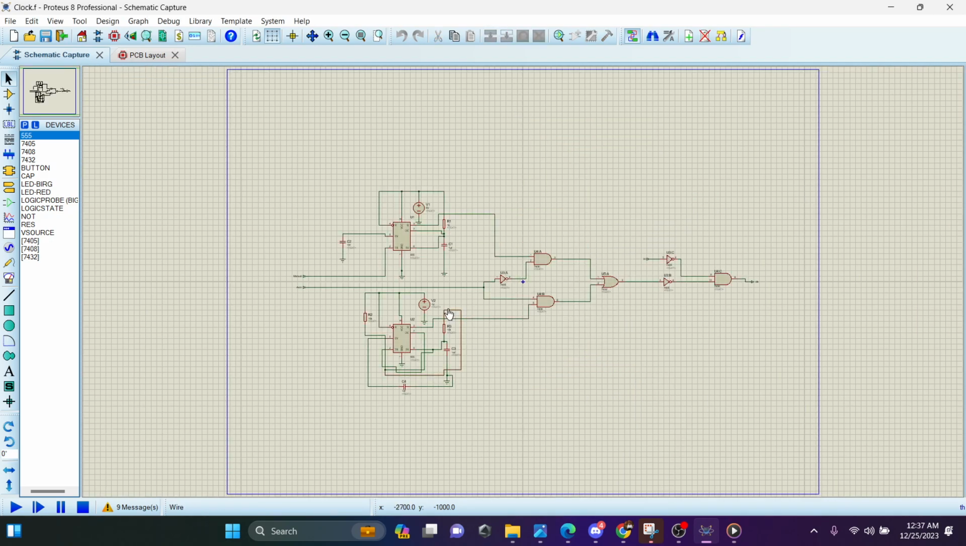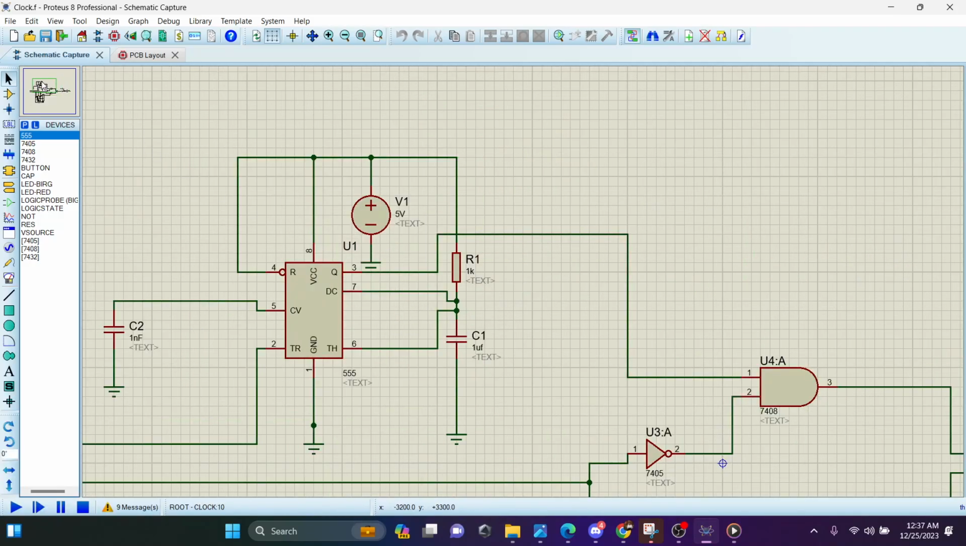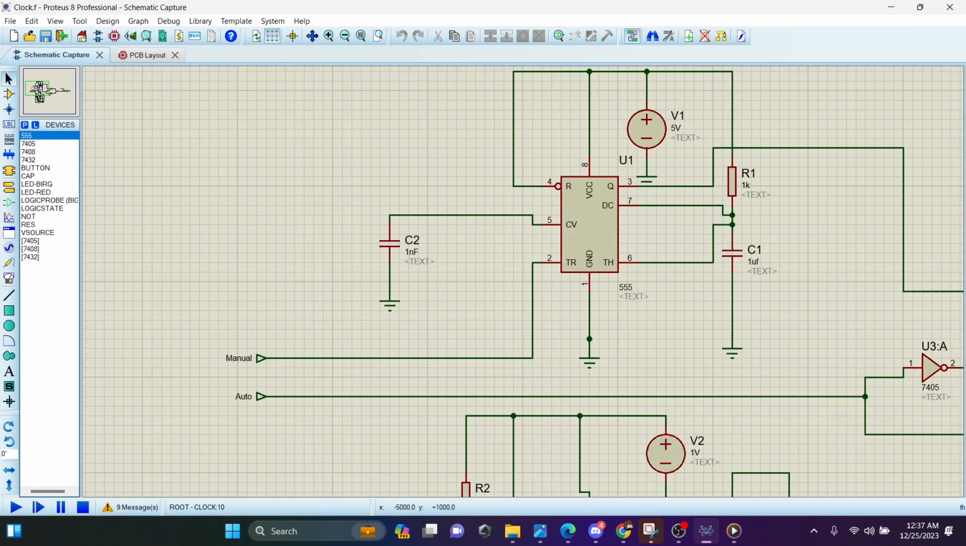I have divided my design into four sections. First, I will explain the 555 timer IC, then I will explain the circuit diagram, then I will show how the circuit works, and lastly, we will see the output. As our teacher told us to keep both manual and auto condition, we used two 555 timer ICs. Both the IC structures are the same.